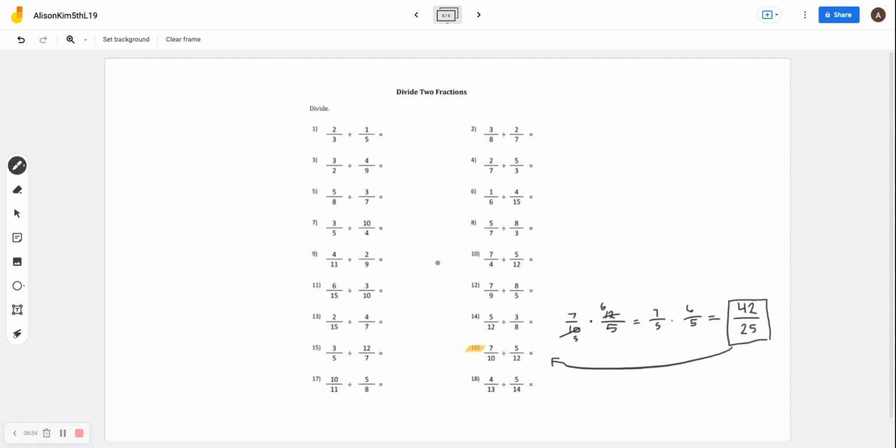And that's all I have for you guys today. Just remember your dividend stays the same, the division sign turns into multiplication, your divisor is turned into its reciprocal, and then multiply across.